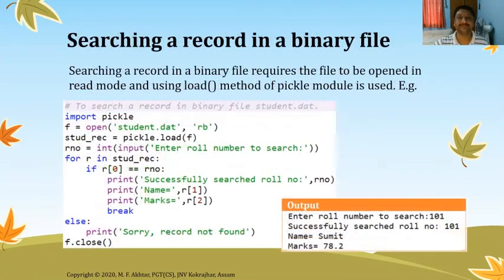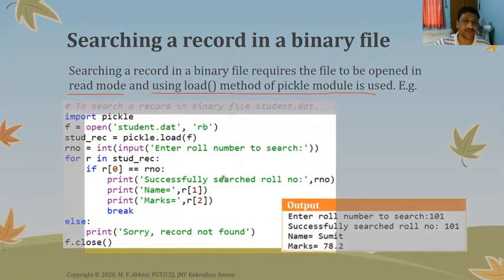Now see, searching a record in a file. How can we search a record? This we have done in updating a record also. Searching a record in a binary file requires the file to be opened in read mode. First we have to open the file in read mode, so that we can use the load method of the pickle module. See the example here of how we have used this function.